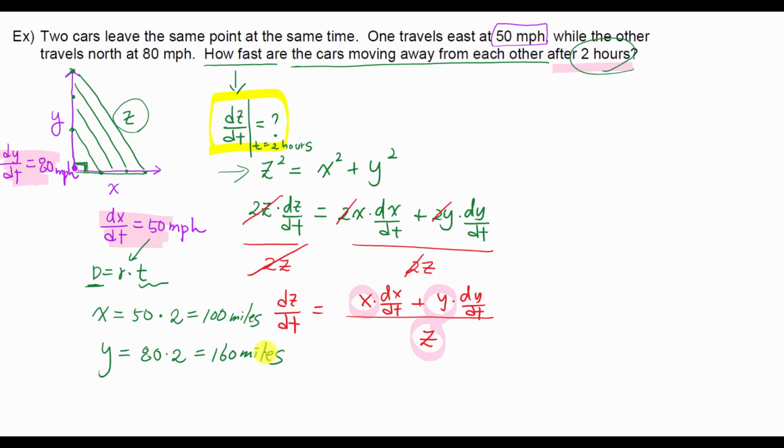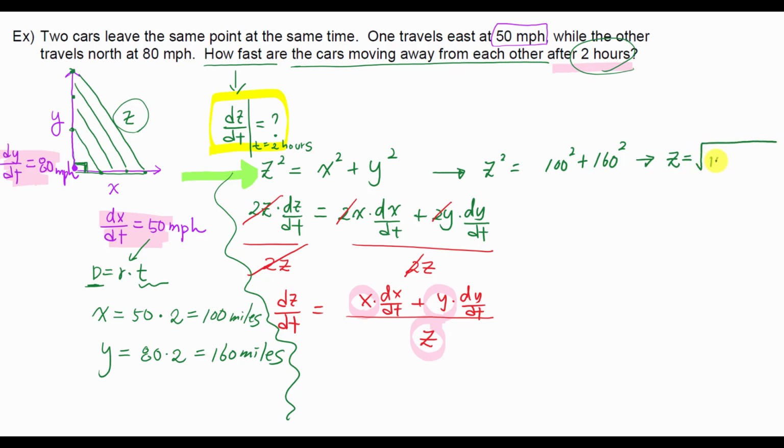Now using x equal 100 and y equal 160, you can find the z. Now plug those values right here. So if you do that, then I'm going to get z squared equal 100 squared plus 160 squared. I'm not even going to solve it because at the end I'm going to use a calculator anyway. So your z is a distance, so it's a positive number. Z is a positive square root of 100 squared plus 160 squared.